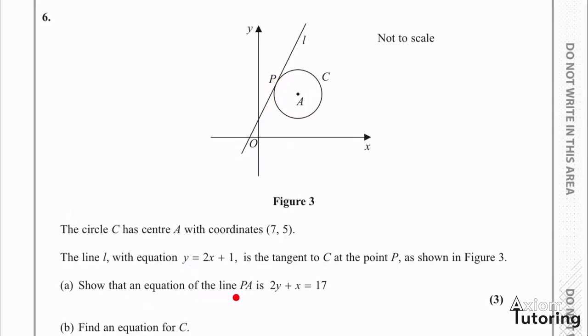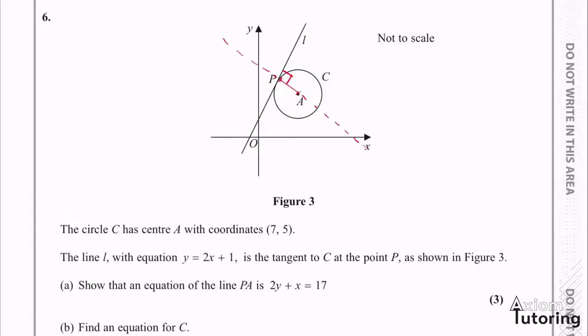Now for part A, we want to show that the equation of the line PA is 2y + x = 17. So let's jot that down. That's our PA. If we extend that, we have a straight line going through it. PA itself is the radius of the circle, and we know that if a line is a tangent to a point on the circumference of the circle, then the radius from the point of tangency to the center, which in this case is A, so from P to A, is perpendicular to the tangent. So we can mark this as a right angle.